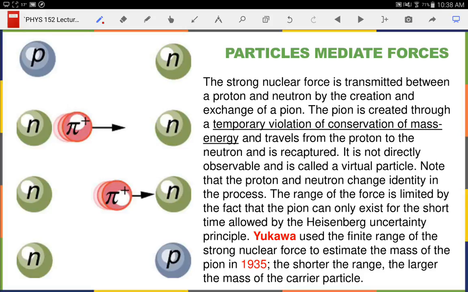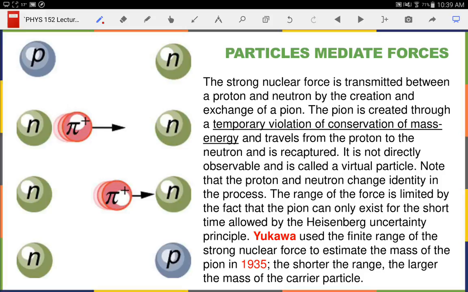Using that uncertainty relation, it gave him a fairly large mass, a mass that was somewhere between the mass of an electron and the mass of a proton. So he called that mass a meson, meso meaning in the middle. So he predicted this meson, and within a year, American Carl Anderson had discovered that pi meson.